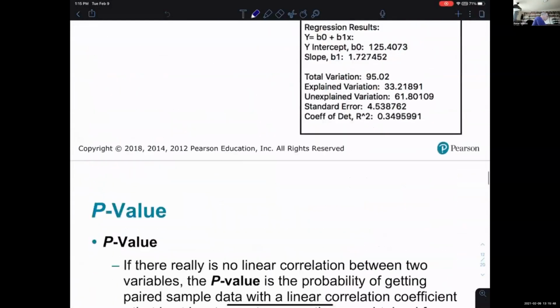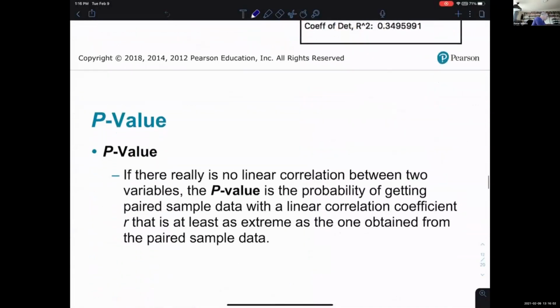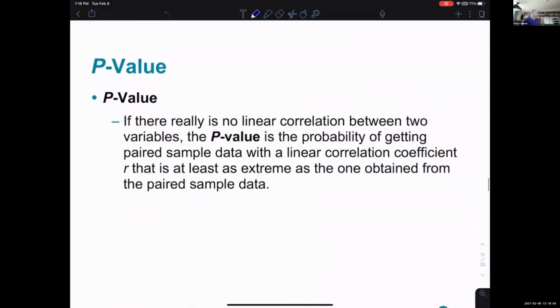So let me just pause here and see if there are any questions before we move on to a definition of a p-value. Any questions about this? Okay, so now we have the p-value.